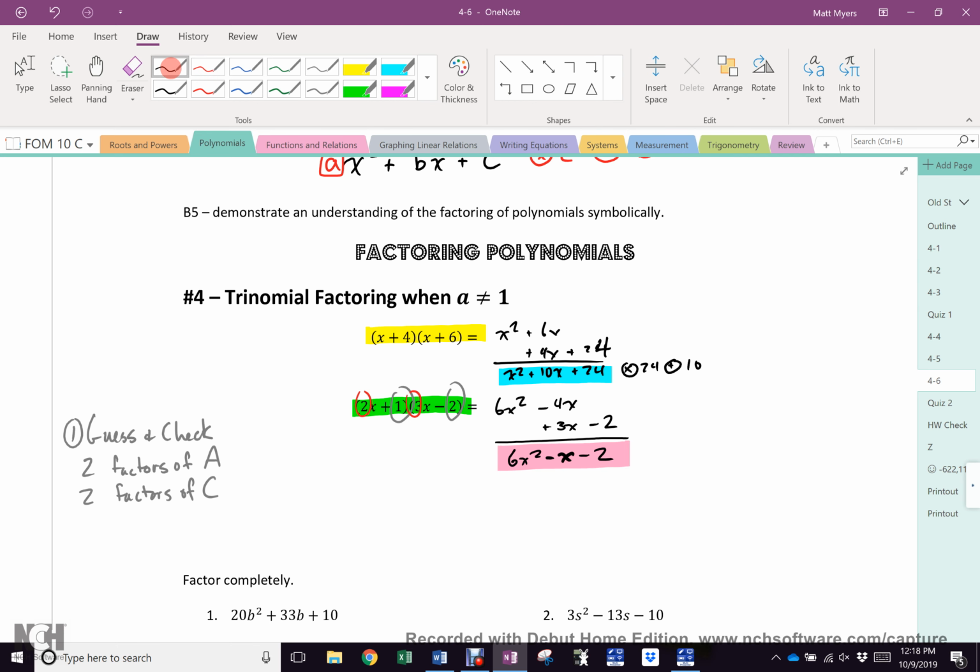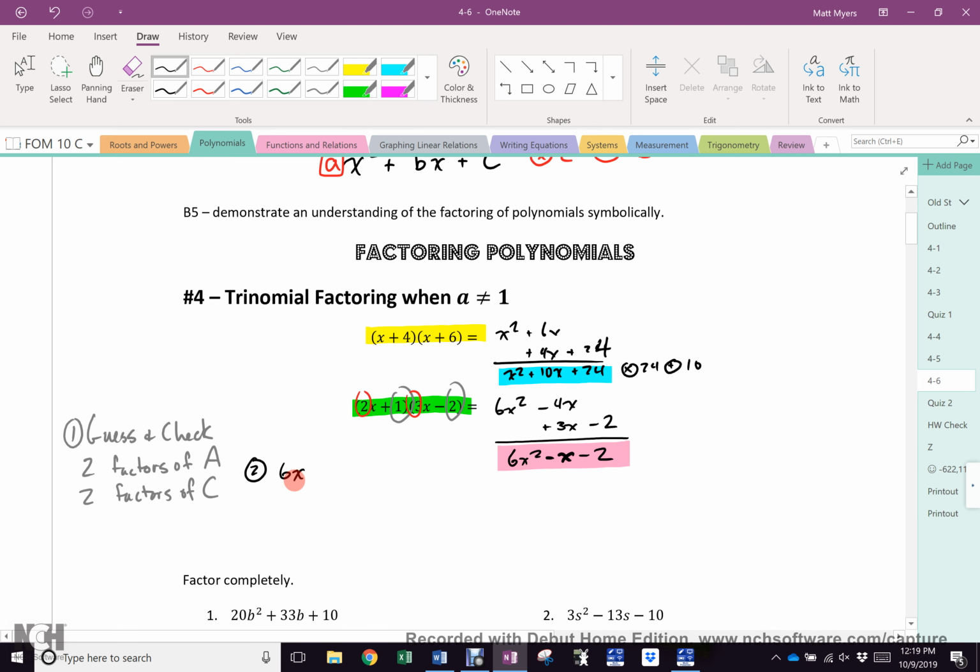So, the second method. I don't know what these are called, so I'm just not going to call them anything, all right? I learned this method about 10 years ago because I was trying to find a new way to factor these that kids could understand. I found it on the internet on an Australian math website. Okay, so this is what we do.